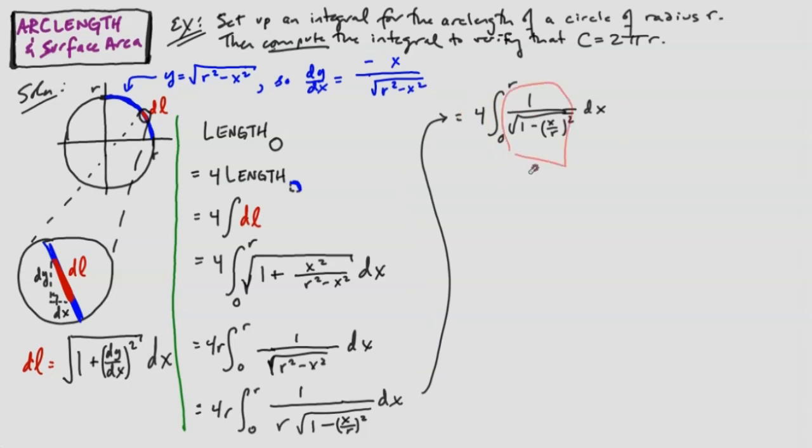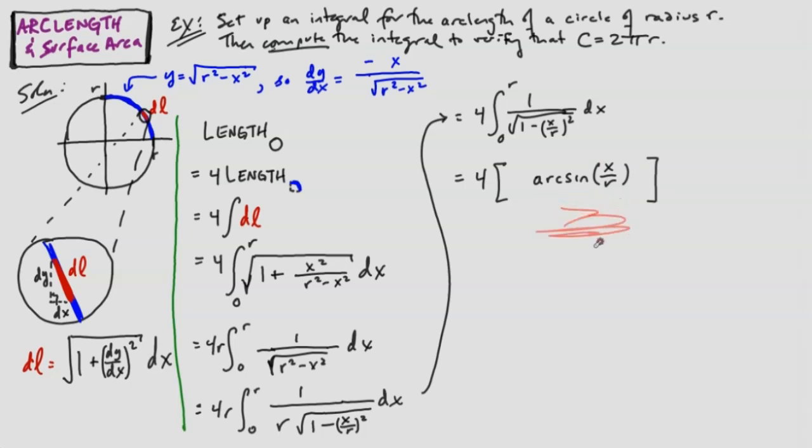And now this thing looks a lot like the derivative of arc sine. The only difference is I have an x over r where I would normally have an x. So now I'm really set up for what should be a pretty simple guess and adjust integration. An antiderivative of this should be something like arc sine of x over r. But is it that exactly? Let's see. What would happen if I took the derivative of that?